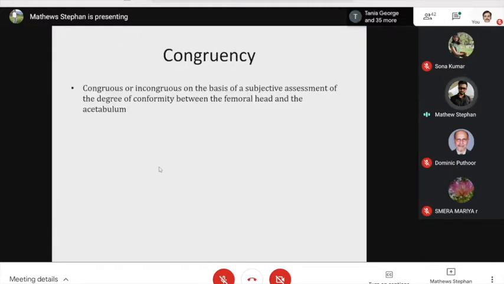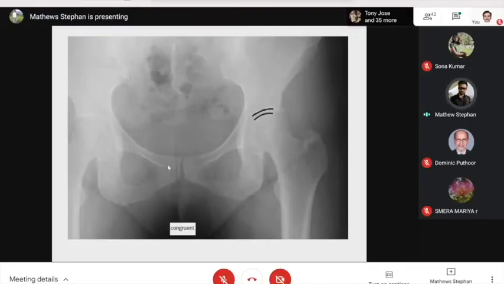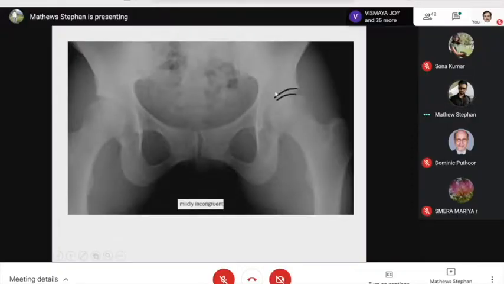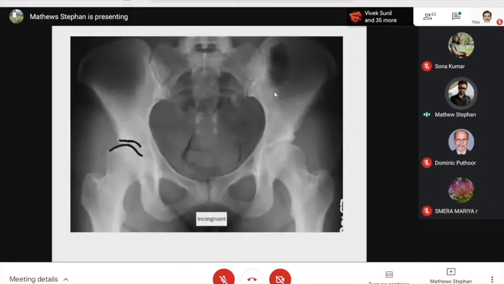Coming to the congruency, congruous or incongruous on the basis of the subjective assessment of the degree of conformity between the femoral head and the acetabulum. So this is congruent. We can see it is almost parallel, the acetabulum wall and the dome and the femoral head. This is mildly incongruent. It is converging. And the other one, it is completely incongruent. It is not parallel.